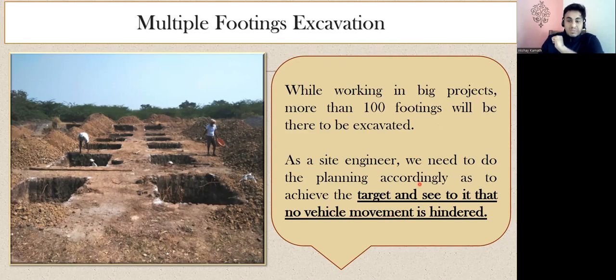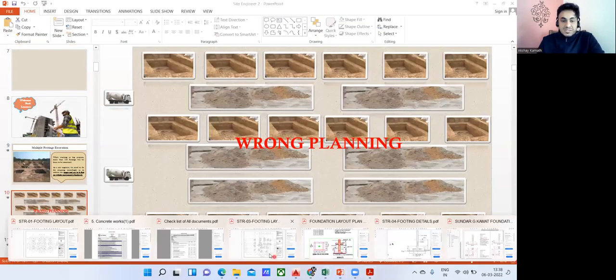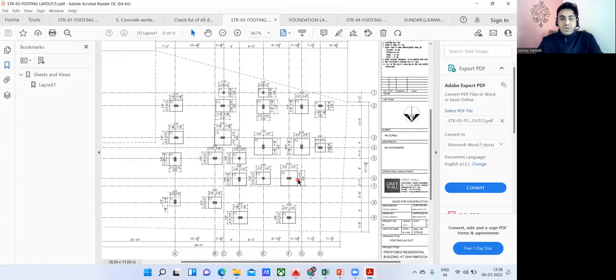What exactly do I mean by this? Let us consider, I'll show you one of the drawings and then we'll come back to this. For example, let us consider I'm working on a project and this is the footing layout I have. Try to count how many footings there are. Hardly 20 or 22 footings, not more than that. So in this case, we don't have any issue. But how am I going to plan?